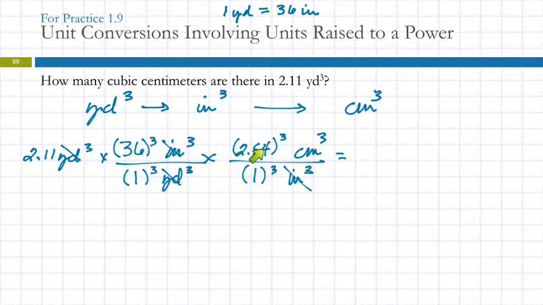You can do the math here and write out the value. I like to just use my calculator. I can raise things to the 3rd power on my calculator. So I'm going to go 2.11 times 36, and then there's an X with a superscript box. I press that, and I get a 3. And then times 2.54 to the 3rd power, and I press equals. And I get this really, really long number.